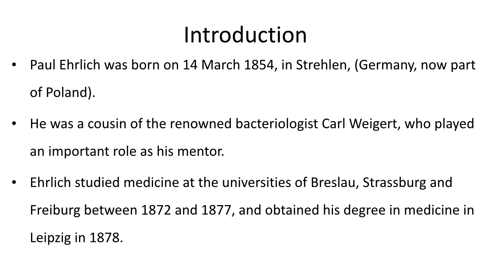Paul Ehrlich was born on 14th of March 1854 in Strehlen, Germany, which is now a part of Poland. Carl Weigert, who was a renowned bacteriologist of that time, was the cousin of Paul Ehrlich, and he played an important role as a mentor in his life.